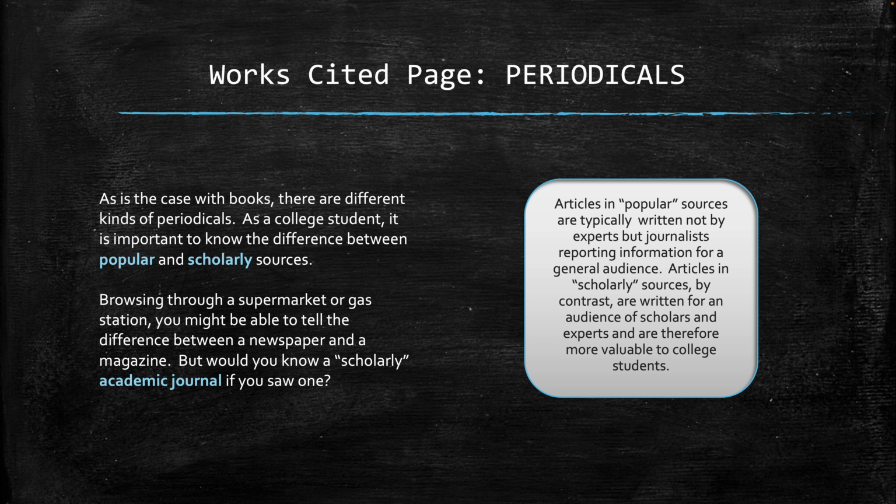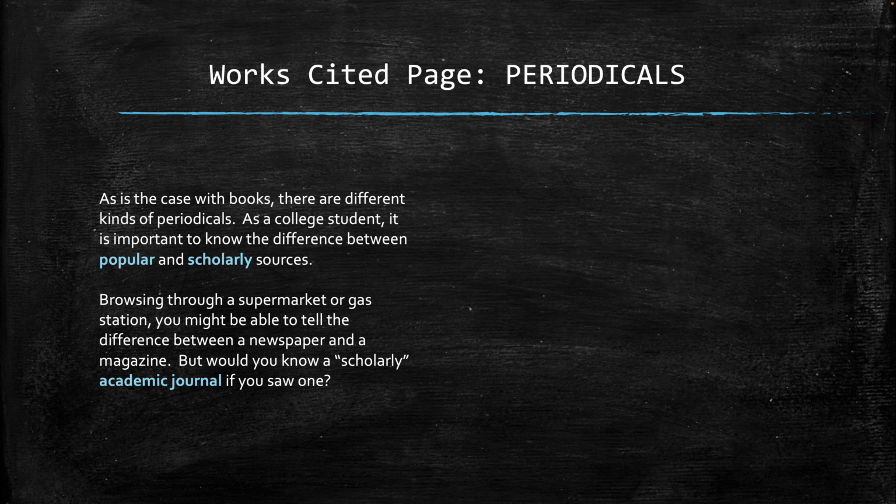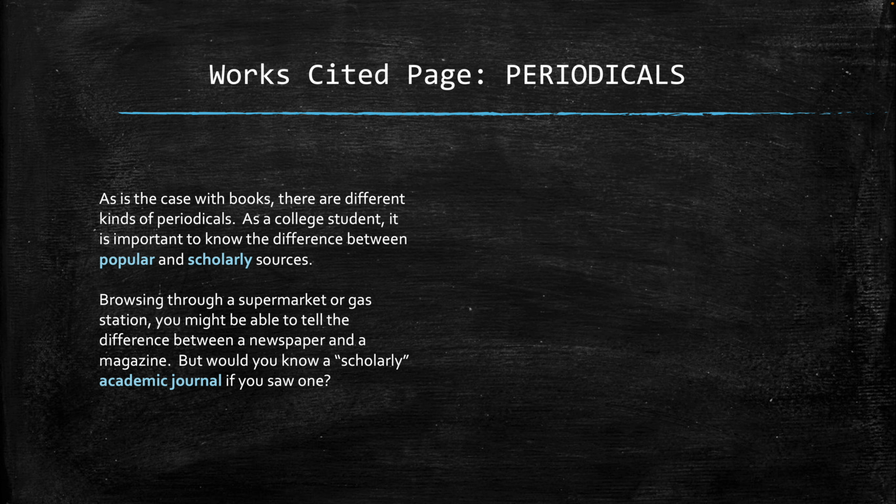Browsing through a supermarket or a gas station, you might be able to tell the difference between a newspaper and a magazine. For example, you might recognize that on the left is a newspaper. There are articles on the front page. A magazine doesn't have articles on the front page, but it gives you a kind of contents of what you might find inside. But would you know a scholarly academic journal if you saw one? I'll give you a picture of one here. This is the Eugene O'Neill Review, appropriate because we're reading Eugene O'Neill in Unit 2. We'll come back to this in just a moment.